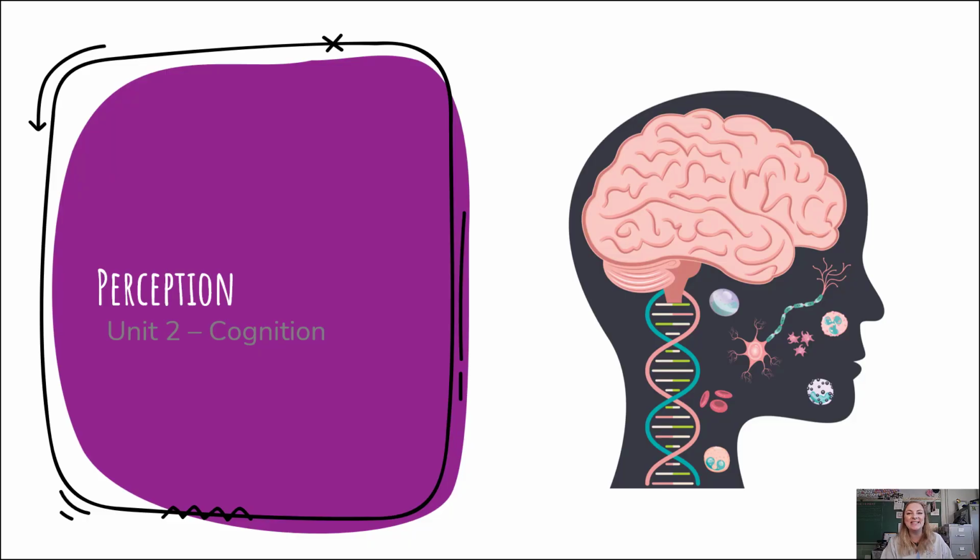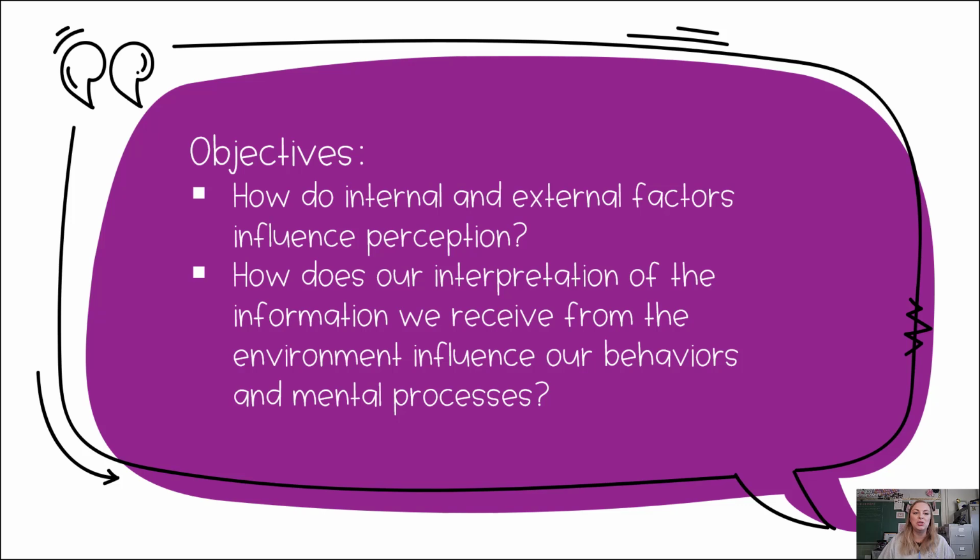And perception is the continuation of our last section in our bio unit, sensation. By the end of this video, you should be able to answer the following questions. How do internal and external factors influence perception? And how does our interpretation of the information we receive from the environment influence our behavior and mental processes?